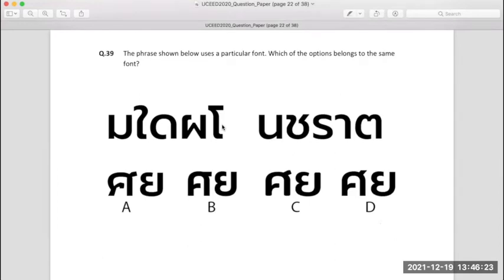You have done font space question, right? Earlier on. Have you done font wale questions? Yes, ma'am. Good. Let's see if you're able to solve this then. So you're given this phrase in one language and a particular font style being used. Which of the options belong to the same font family?